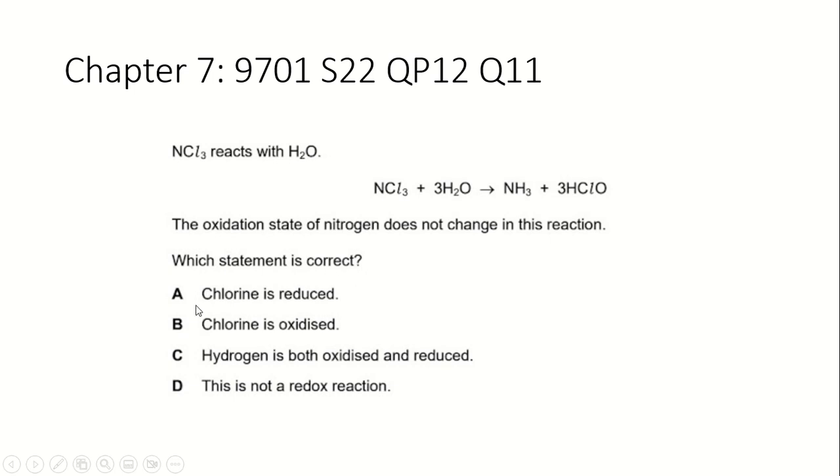Now, which statement is correct? A, chlorine is reduced. B, chlorine is oxidized. C, hydrogen is both oxidized and reduced. And D, this is not a redox reaction. So the answers tell us that we need to find the oxidation number of every single atom in this reaction.